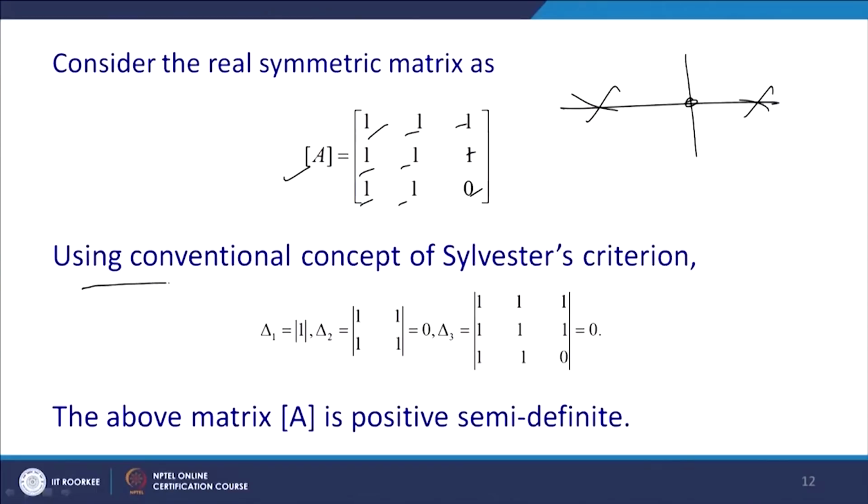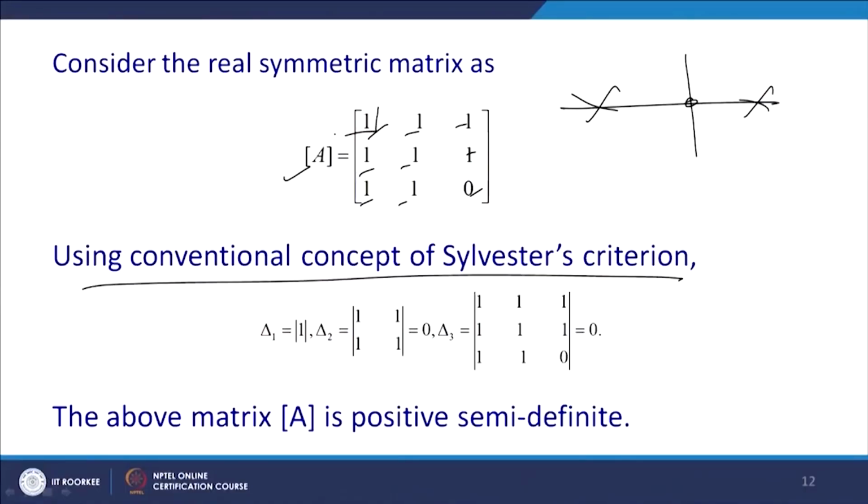So, this is the example. Now, you use the concept of the Sylvester criterion, which is given in most of the textbooks. It says that in order to check the definiteness of A, we have to determine all the leading principal minors. So, for this matrix A, we start developing the leading principal minors. The first minor is 1, which is greater than 0. Now, we go for the second principal minor.